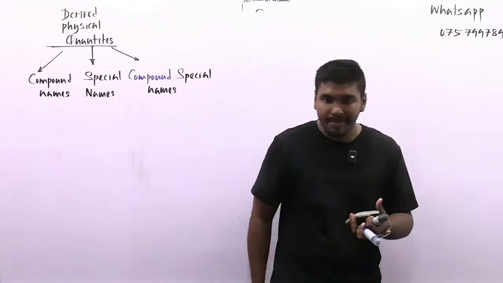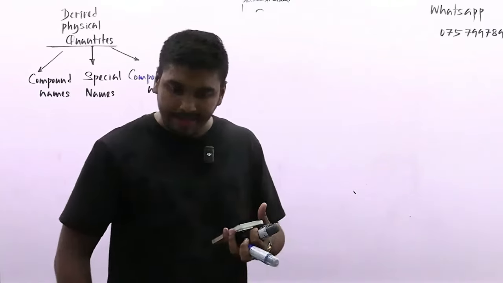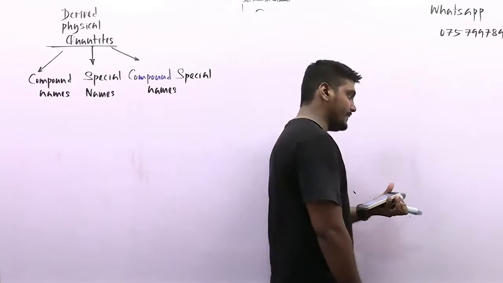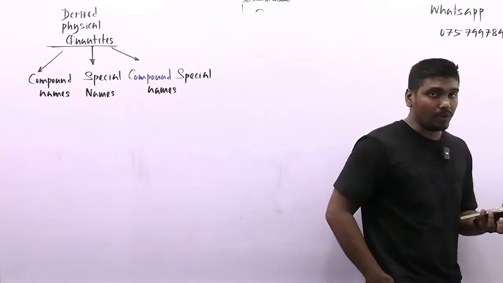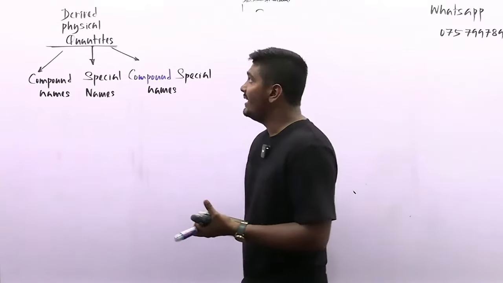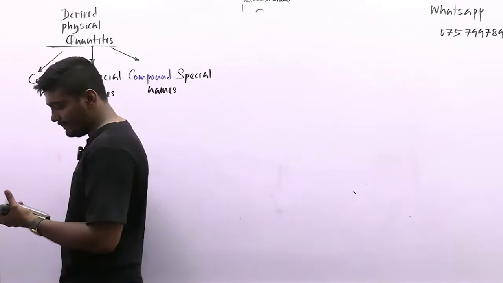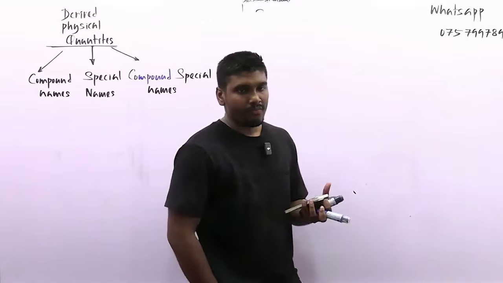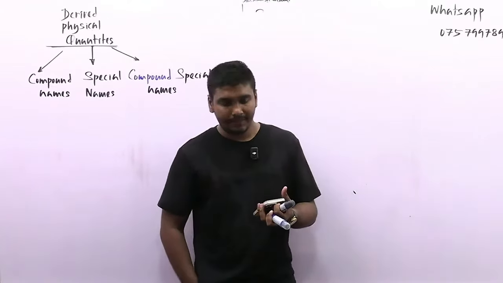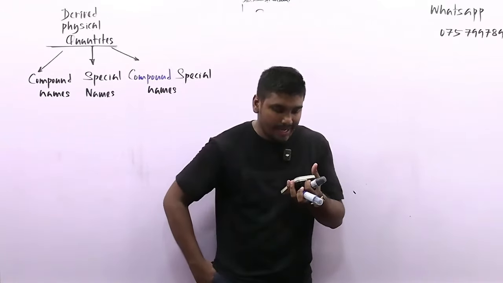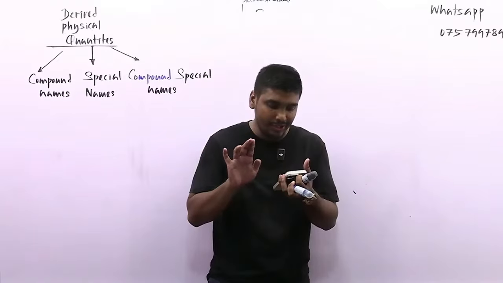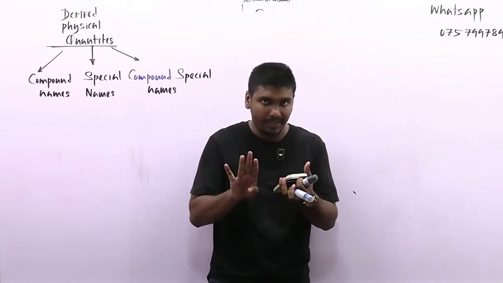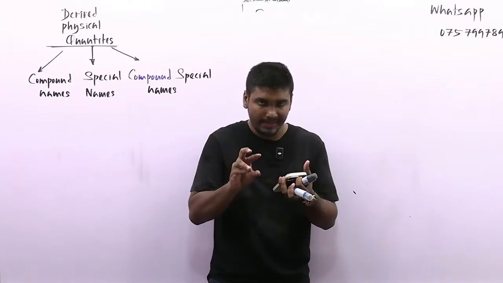Units which can be obtained using basic units are called derived SI units. The second point: the SI unit of a derived physical quantity can be obtained by using the definition of the physical quantity. That means the equation. You will understand in a while.